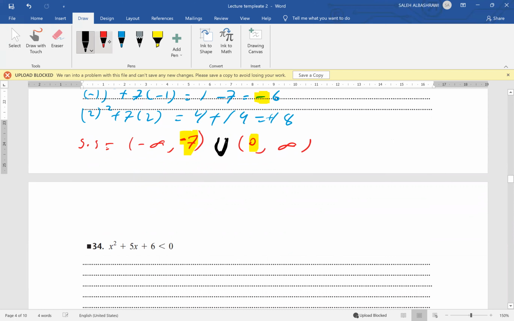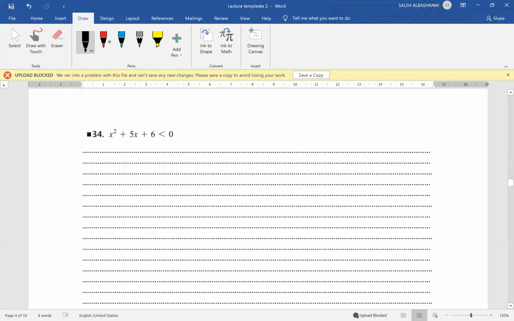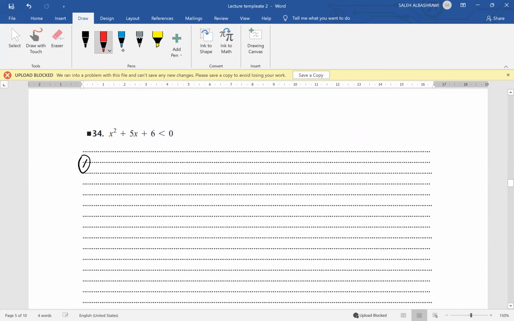Let's have another example. x squared plus 5x plus 6 less than 0. So the first one is okay, less than 0. Don't need to do anything. So in the first step, step number 1, is find the critical values. So I have x squared plus 5x plus 6 equal to 0. I need to find the zeros for this polynomial, or the real zeros. These are the critical values.